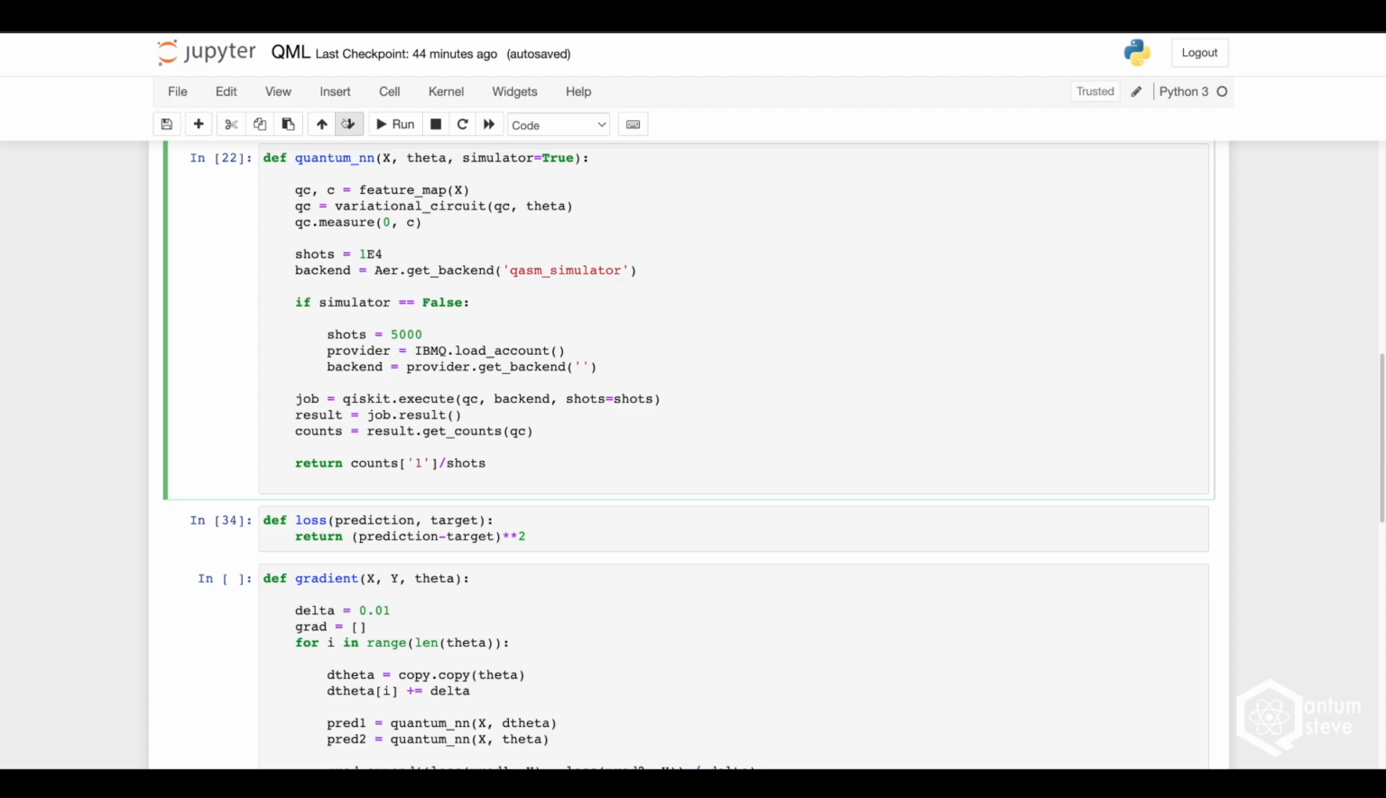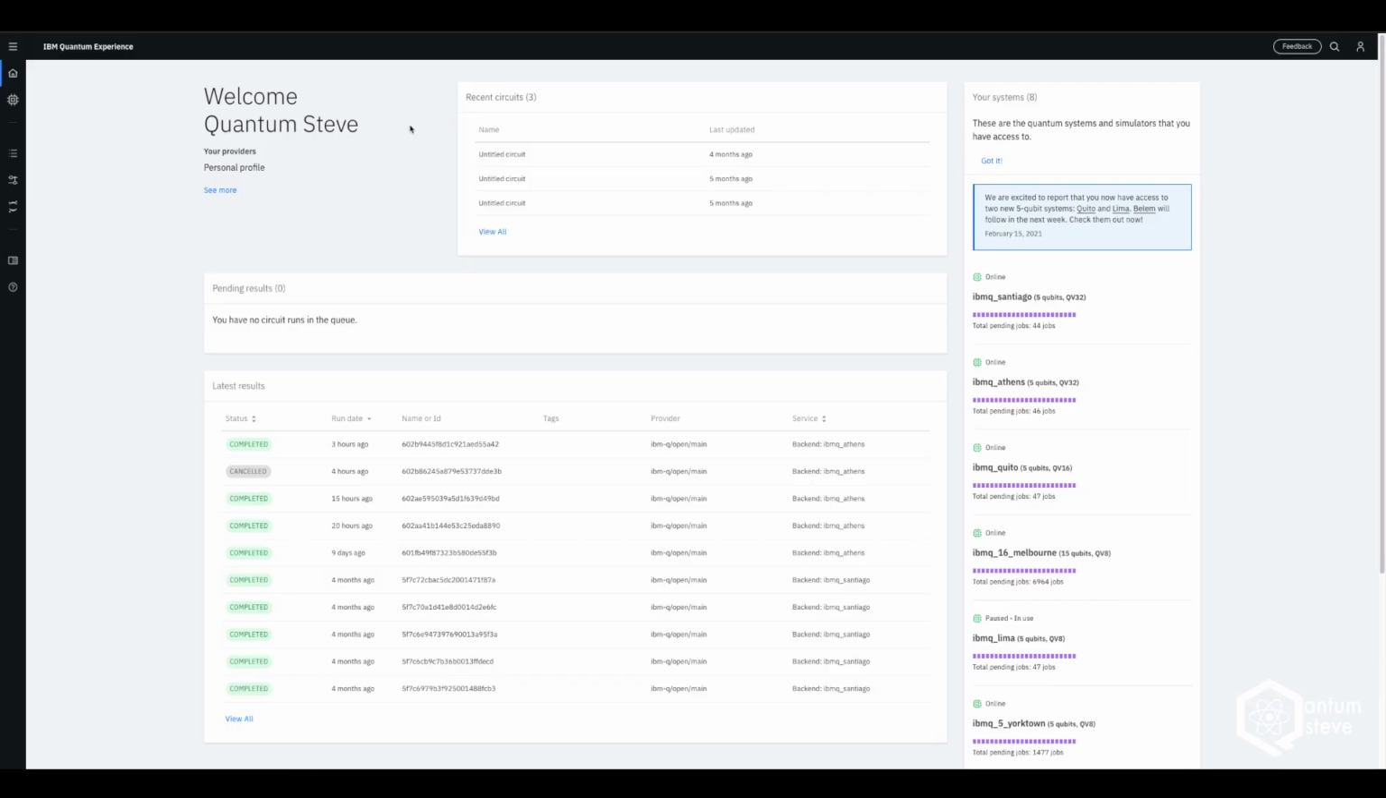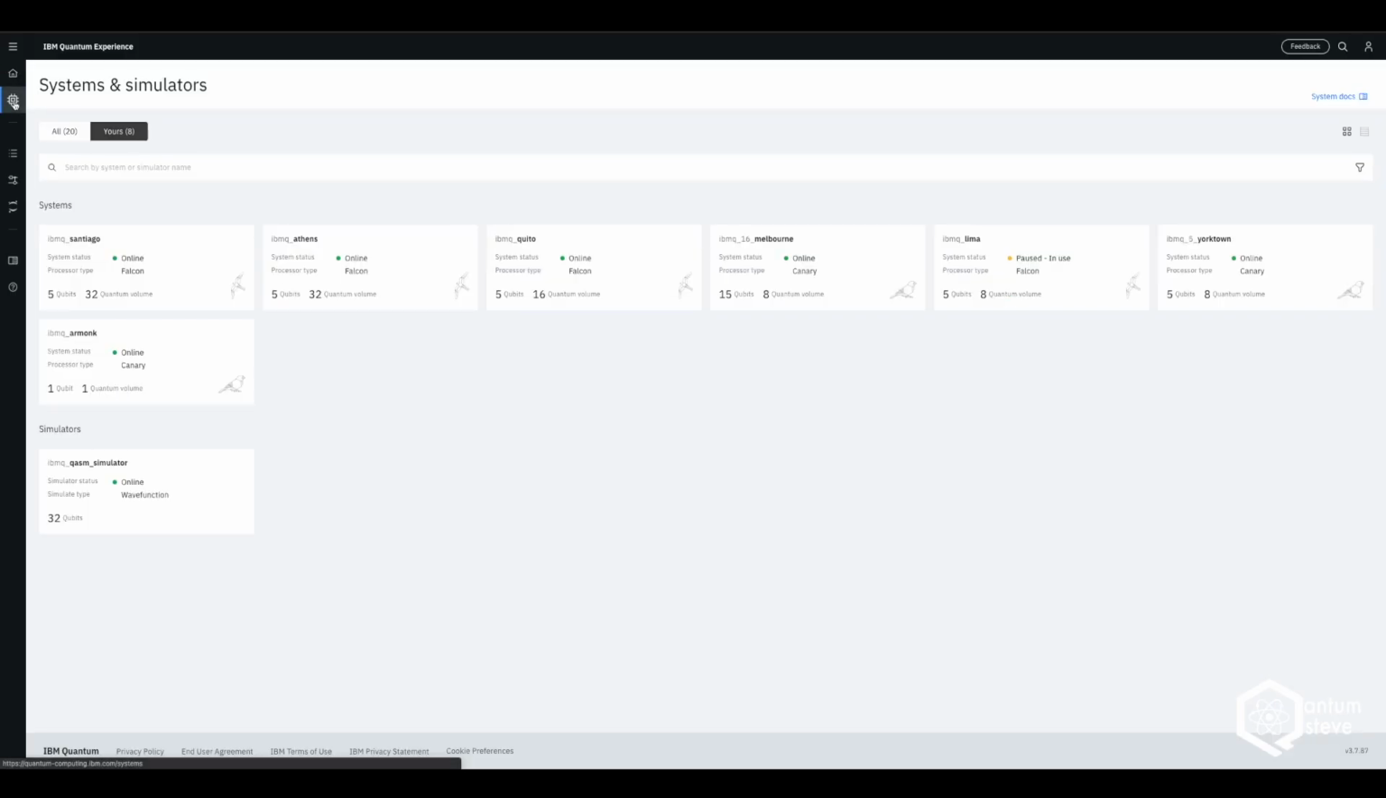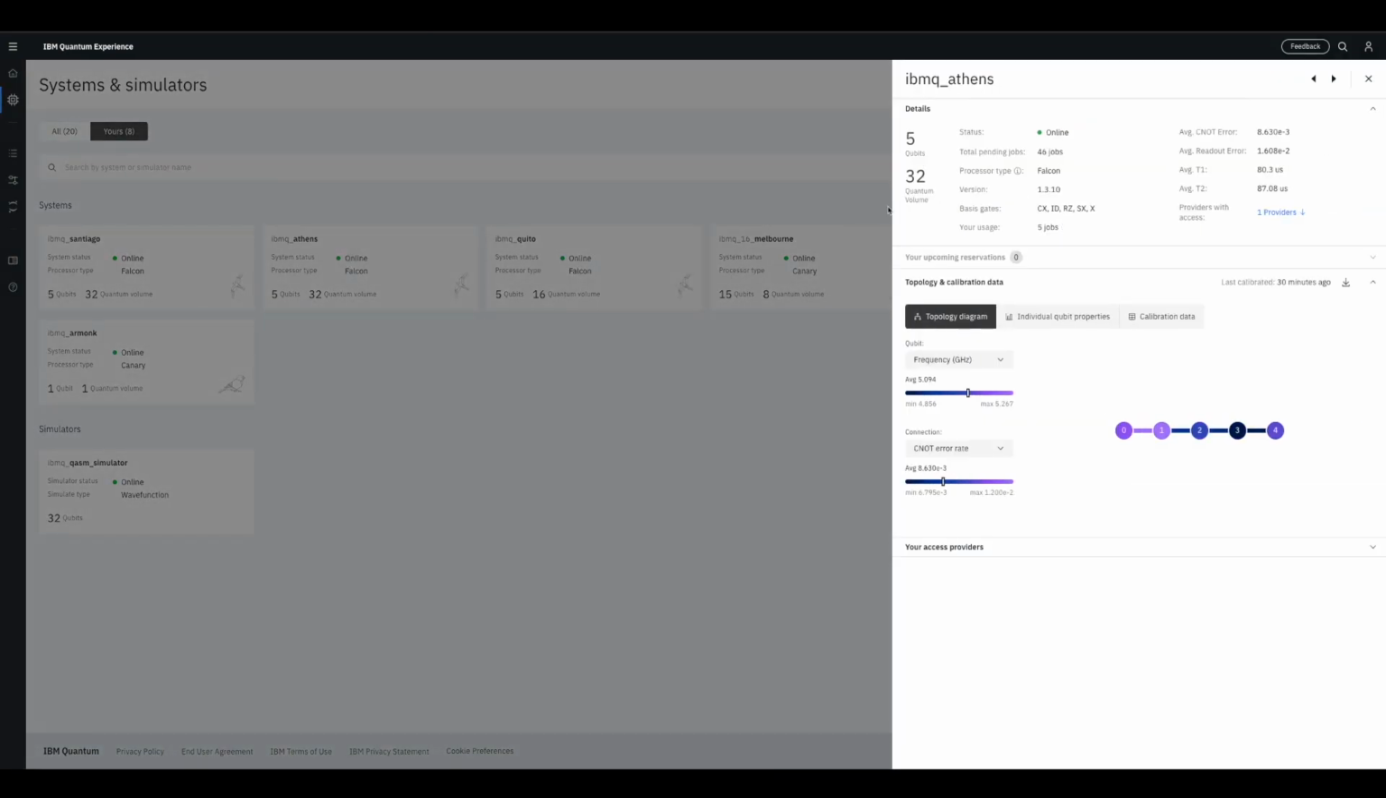So now let's just check the IBM Quantum Experience real quick. We'll go here on the left to systems and simulators. And so those are the machines we have available. Since we are using only 4 qubits, I'm going to be choosing one of the 5 qubit machines. I can choose either the Santiago or the Athens one. Both have a high quantum volume, so they are pretty accurate. So let's just use the IBM Q Athens. I think I haven't used this one before in any tutorial.